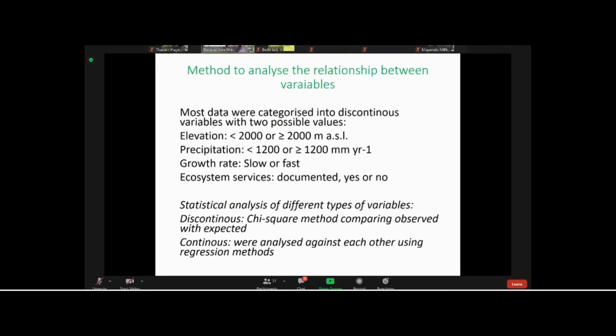The precipitation was either less than 1,200 or more than 1,200. What about the growth? We looked at slow or fast growing, and for the ecosystem services, we considered if they were documented and we noted yes or no. For the statistical analysis of different types of variables, for the discontinuous variables, we used the chi-square method to compare observed with expected, and the continuous values were analyzed against each other using regression analysis.